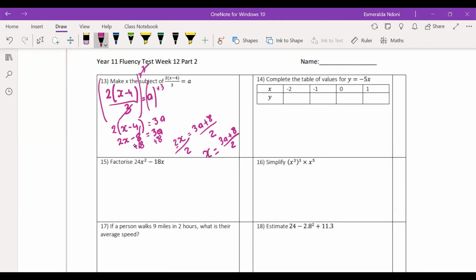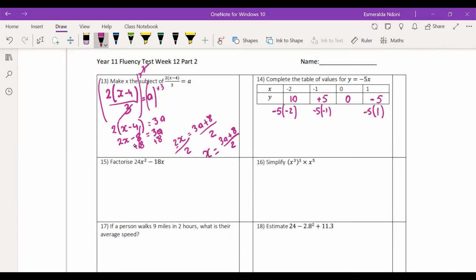Question 14. Complete the table. We know now that we need to substitute the values of x given. So I have minus 5, it's being multiplied by minus 2. That will give me a positive 10. In here, I have minus 5 being multiplied by minus 1. That gives me a positive 5. 0 multiplied by negative 5, we know it's 0. And then we have a negative 5 multiplied by a positive 1, and that's a negative 5.